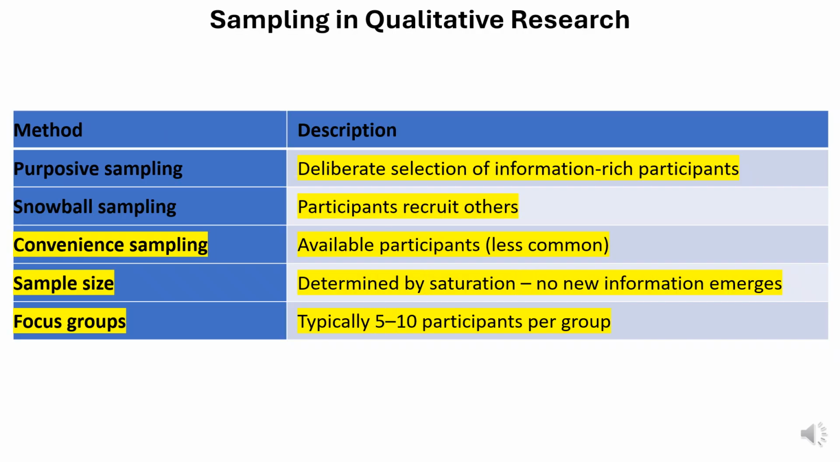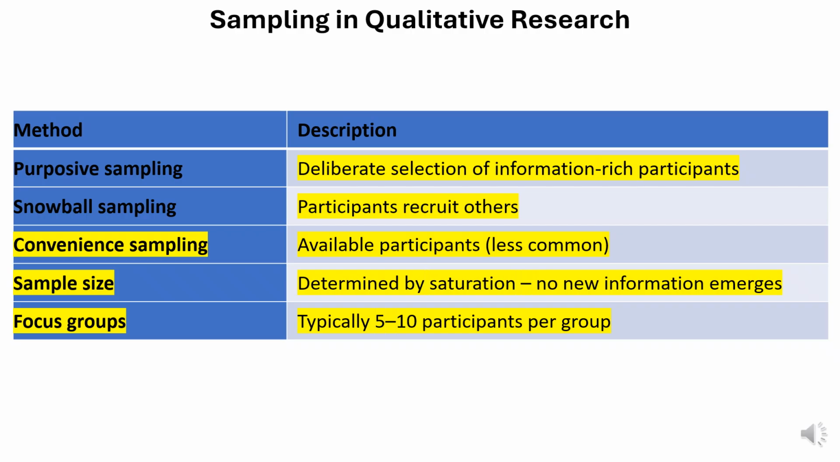Sampling in qualitative research. In qualitative research, sampling is guided by the goal of depth rather than breadth. Purposive sampling is the most common strategy, involving the deliberate selection of information-rich participants who can best illuminate the research question. When access to such participants is difficult, researchers often turn to snowball sampling, where initial participants recruit others from their networks, gradually expanding the sample like a rolling snowball.